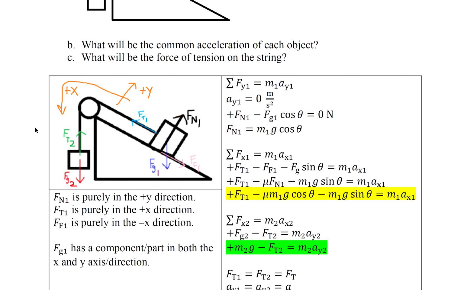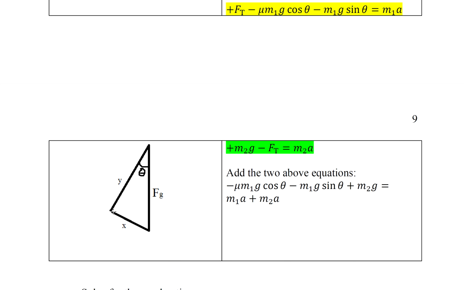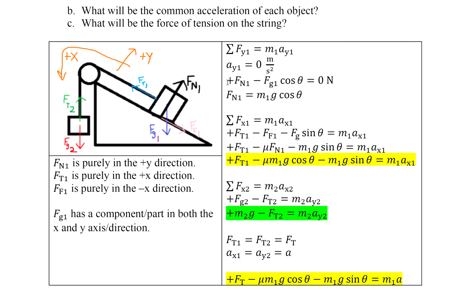So let's take a look at mass 1, which is on the incline. Sigma F y1 equals m1 a y1. We know a y1 is 0 because this object on the incline is not jumping up and down. So force normal 1 minus Fg1 cosine theta is equal to 0 newtons. Why is it cosine? It's because this y part here is a cosine part, the vertical part. So we get this equation.